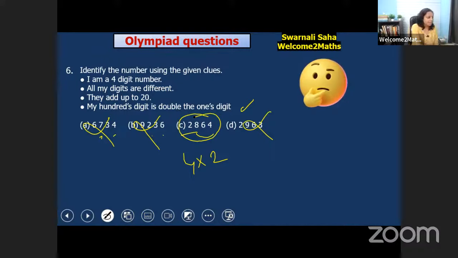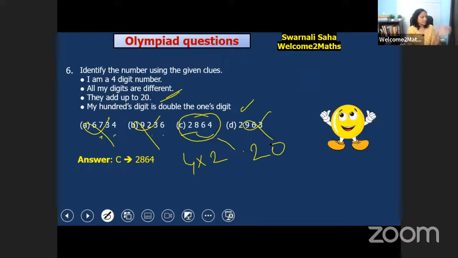So let's check the last clue. They add up to 20. Is it right or wrong? So 2 plus 8 is 10. 10 plus 6 is 16. 16 plus 4 is 20. So that means it is the answer. Answer C is 2864. Okay? It's C. Very good.